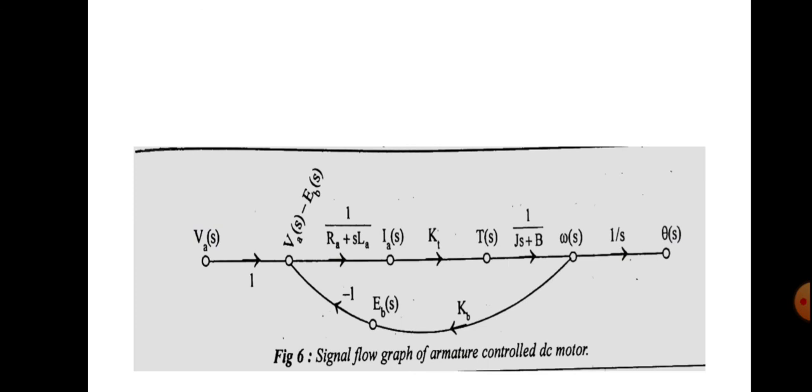So we should have an idea about the input and output. We know the working of the armature controlled DC motor, so we will get the idea and we can easily draw the signal flow graph. This is one example for constructing the signal flow graph. Similarly, you can draw the signal flow graph for the field controlled DC motor also. I am not discussing it. You can do it yourself.